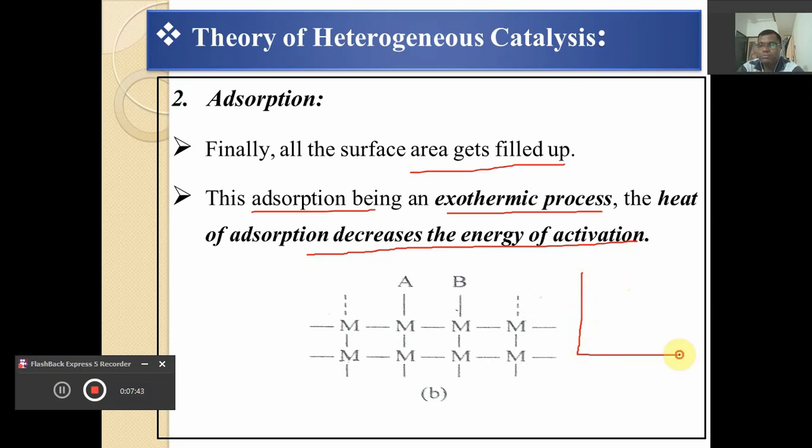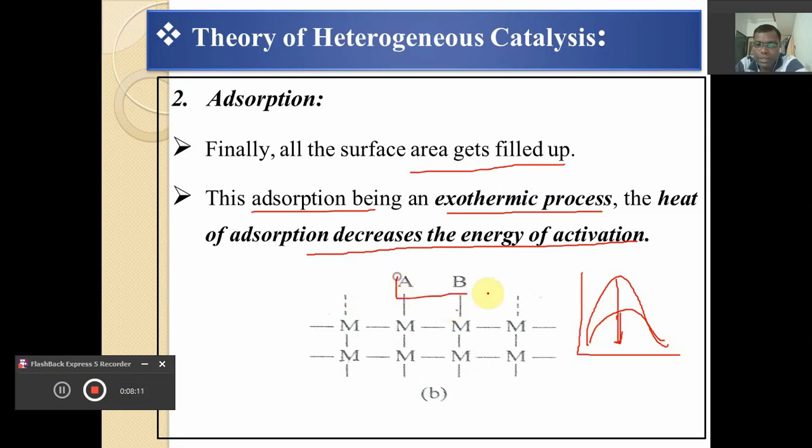So because of the exothermic process, suppose initially this is the process, and this value is called the energy of activation, but it decreases the value of the energy of activation, meaning this value goes on decreasing, and it means that the rate of reaction increases. So because of the exothermic adsorption process, the heat of adsorption decreases the energy of activation, and that's why the rate of reaction increases. And this is the actual adsorption.